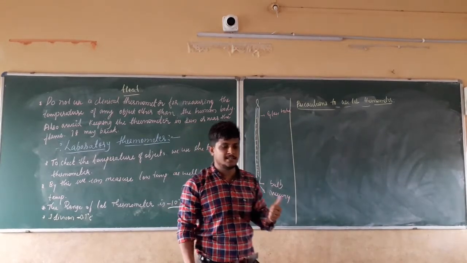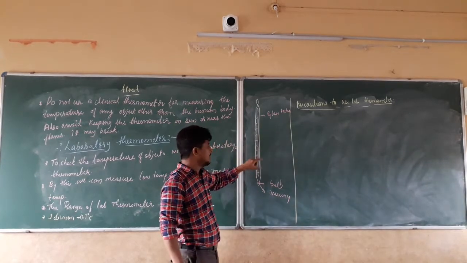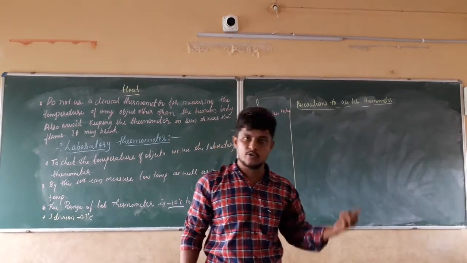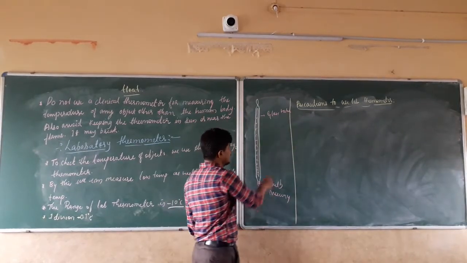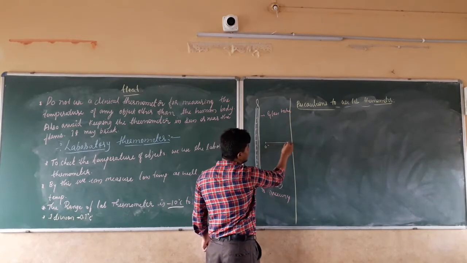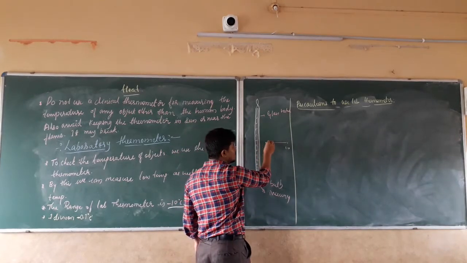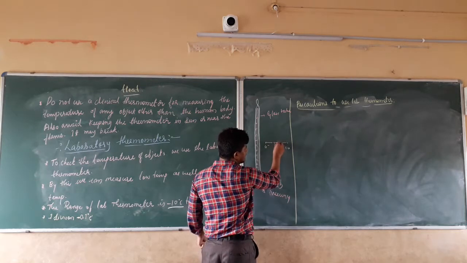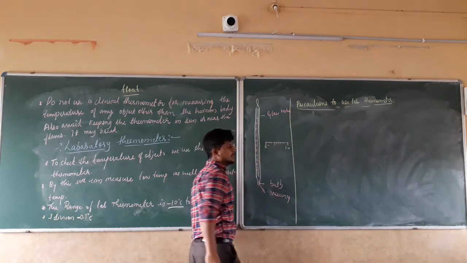Right. In the last class, in the clinical thermometer, we came to know that between 2 marks, the temperature difference is 0.2 degrees Celsius. One division equals how much? 0.2 degrees Celsius in the case of the clinical thermometer. In the case of the laboratory thermometer, between 2 marks, this will be 0 degrees Celsius and this will be 10 degrees Celsius. There will be 10 divisions, 1, 2, 3, 4, 5, 6, 7, 8, 9, 10.